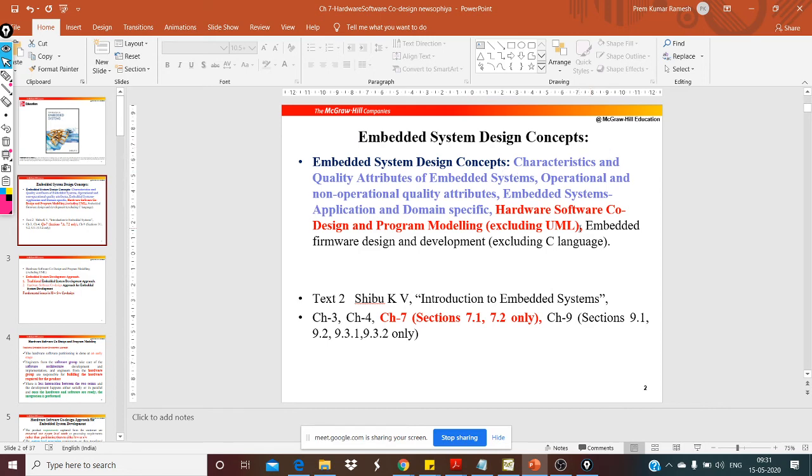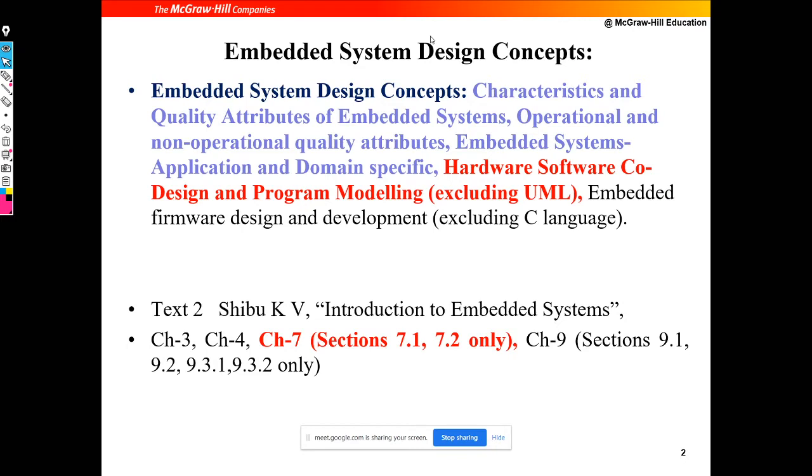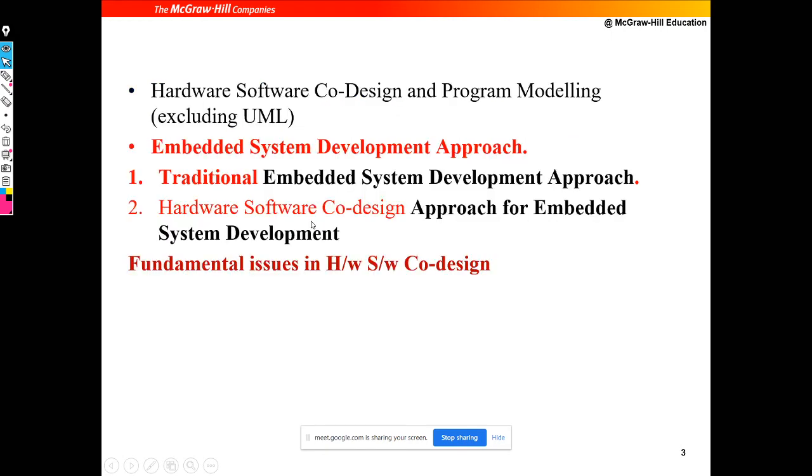So far, we saw characteristics and quality attributes of embedded systems in the previous lecture, which included operational and non-operational quality attributes. And in today's lecture, we saw the embedded system application and domain specific examples. Okay, and for the rest of the class we are going to cover some topics in hardware software co-design and then program modeling. Okay, so we'll just get started.